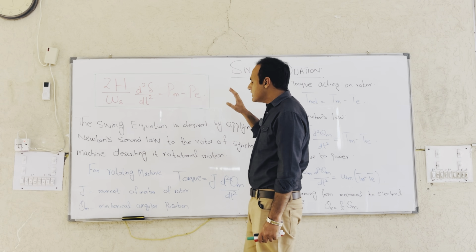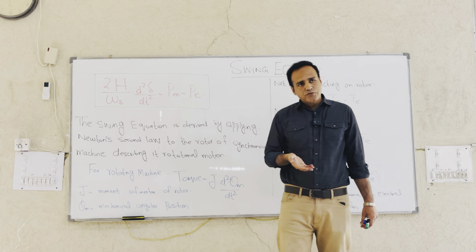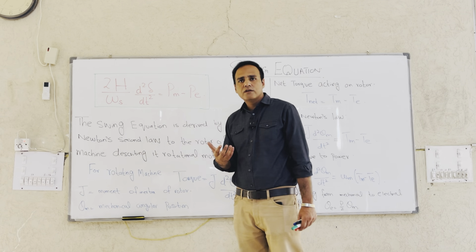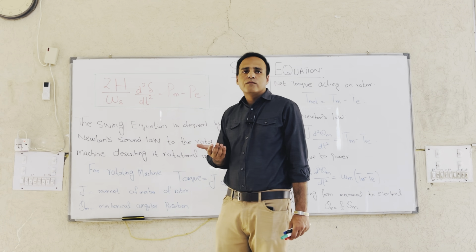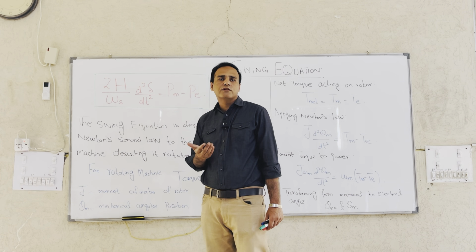So the equation that shows how the rotor dynamics change, how the acceleration of the rotor is affected by any disturbance in the machine, is known as the swing equation.